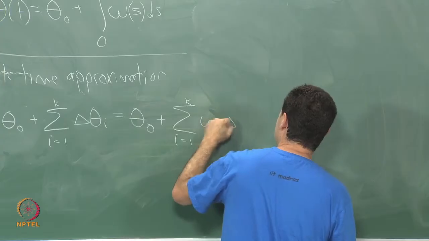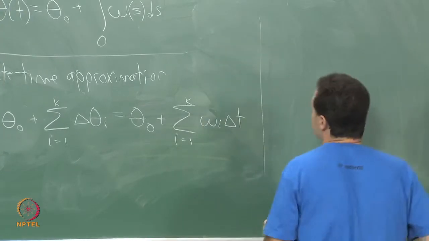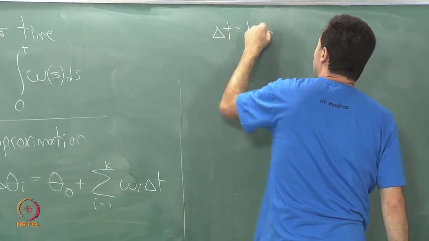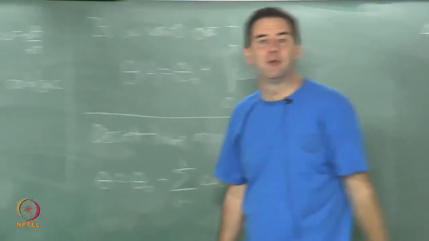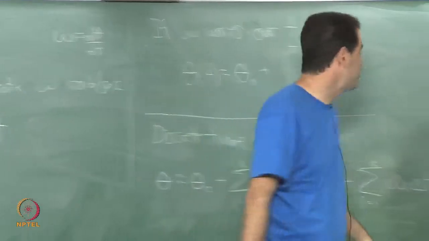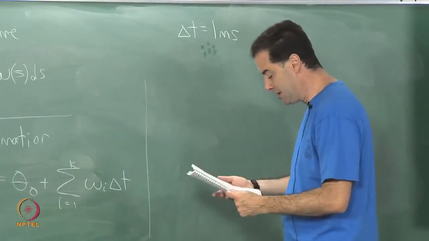omega I times delta t, and I expect delta t to be some fixed sampling rate, so maybe delta t is equal to 1 millisecond. This is a common sampling rate for accelerometers and gyroscopes that are used in these kinds of tracking systems. So that's a very practical and common number.